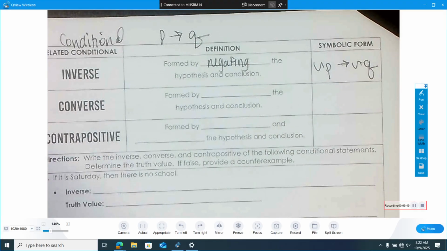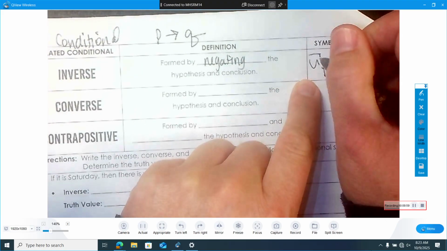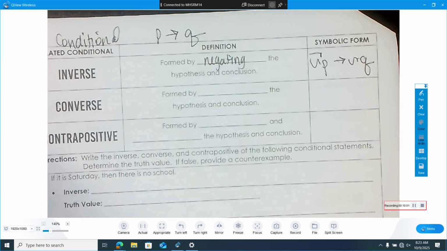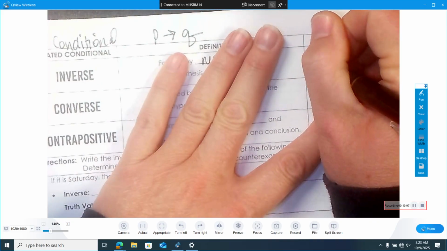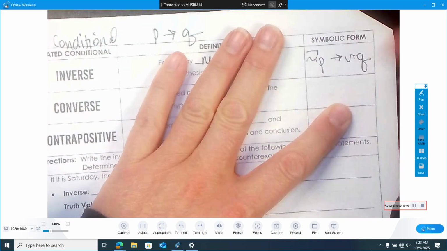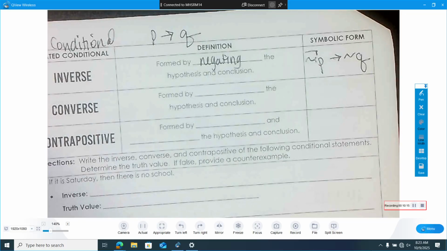So the inverse is like the exact opposite, okay? It is a little squiggle, and on Delta Math, it looks like that. It's a tilde, which I always do opposite of how it should be, but it doesn't matter. It's a squiggle, like that. So not P implies not Q.